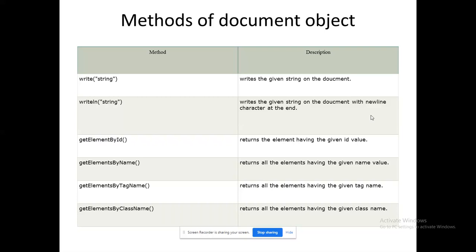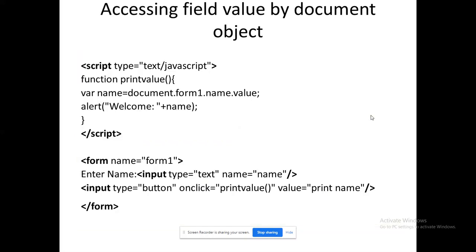Again, we will be seeing all these methods individually, how we have to create them. Now, accessing the field value by the document object, how is it going to happen? In the script, you have a user-defined function called printValue, right? It is going to welcome some name, and the value is going to be stored in name. How are they retrieving it? document, that's the main object. document.form1.